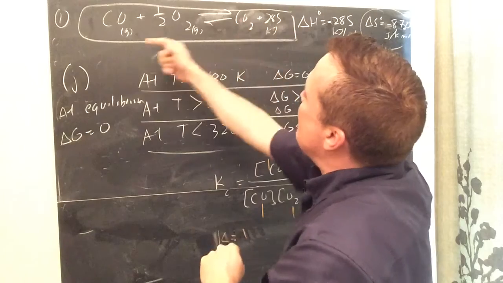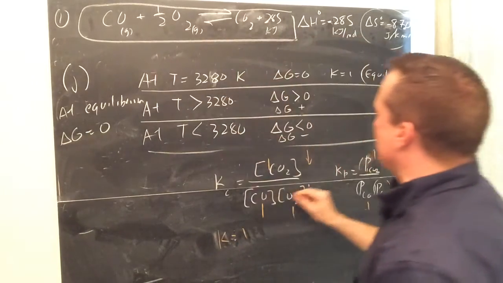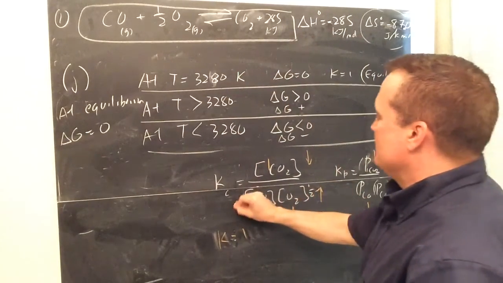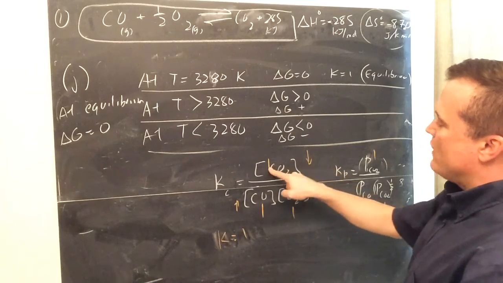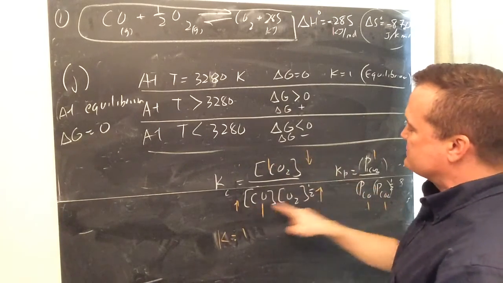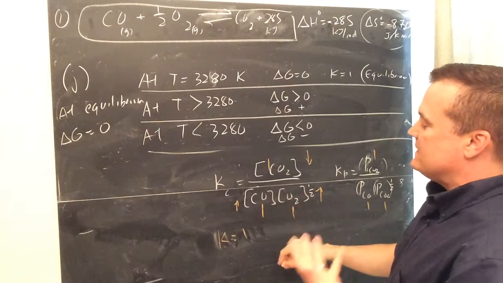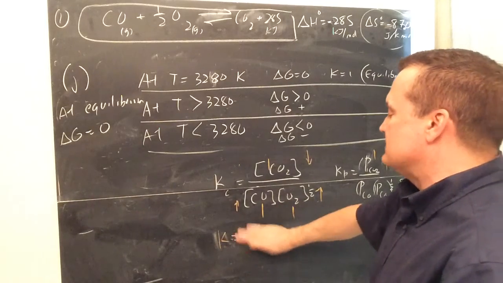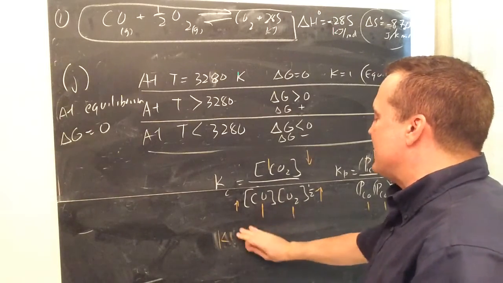Okay? It's going to go that way. This number is going to go down, and those are going to go up, up, up. So this, which was 1, gets to be less than 1, and those get greater than 1. So K is going to be smaller. It's going to be less than 1. The new K will be less than 1.